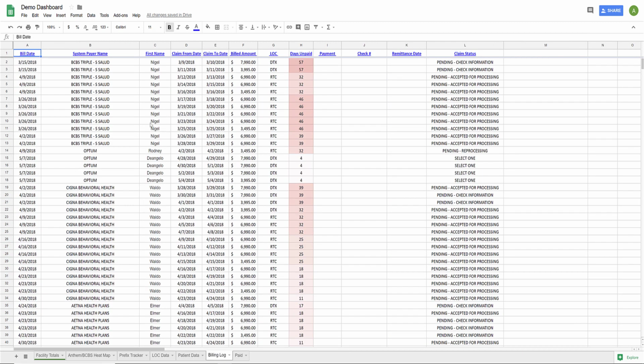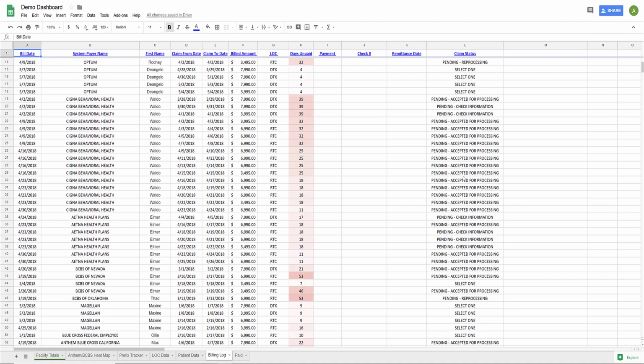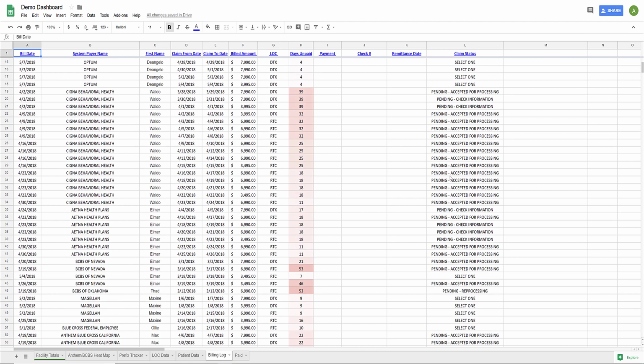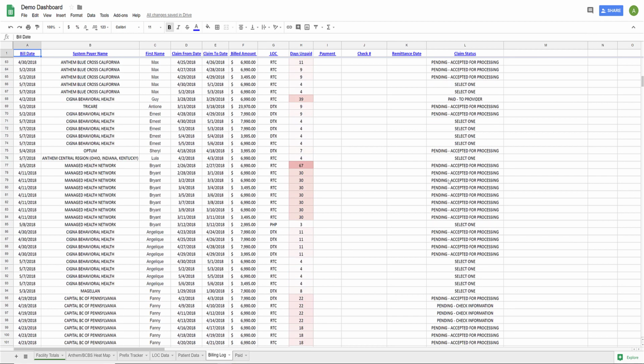This is every claim that you have that's currently outstanding, hasn't received a payment, okay? That hasn't fully adjudicated. It tells you the date it was billed, the name of the facility, the name of the client, the claim from-to date, the total billed amount, the level of care, the days it's been unpaid, and then the status of the claim is over here on the right. So some of these are pending check information. That means we actually do know they're going to pay. We know how much they're going to pay. We just haven't got the check data because we are constantly getting data pushed in. So we know well ahead of time before a claim pays how much it's going to pay.